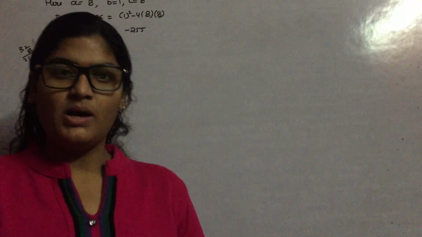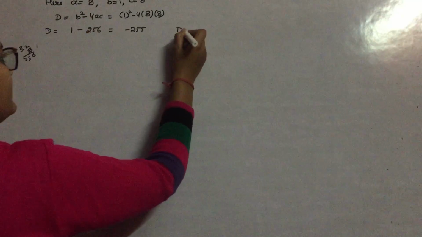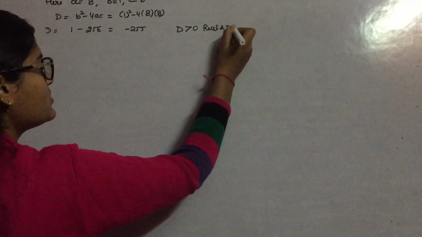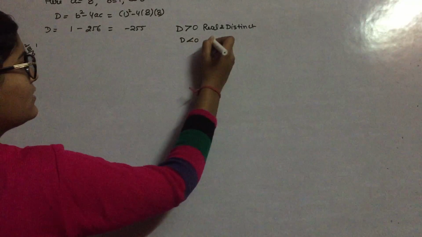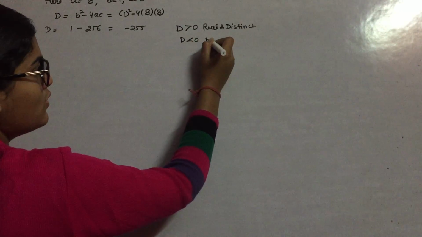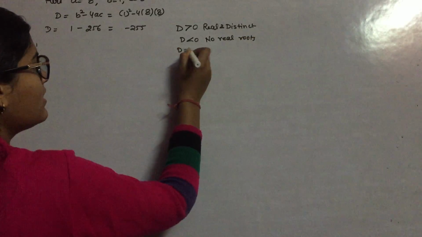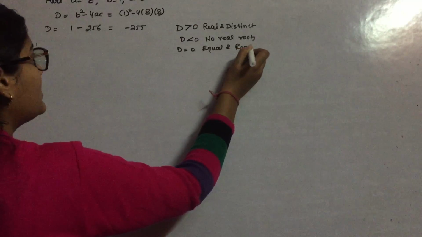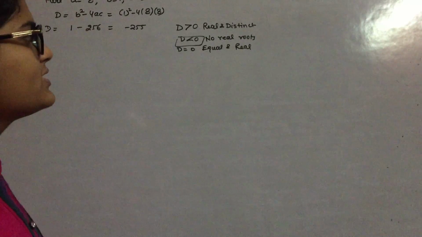Whenever we have studied the value of D, we always used to say that if D is greater than 0, then real and distinct roots exist. If D is less than 0, no real roots exist. And if D is 0, then equal and real roots exist. But this time D is less than 0, so there are no real roots.